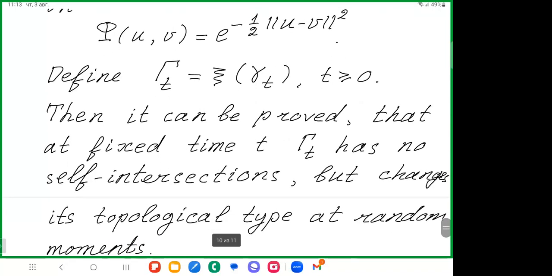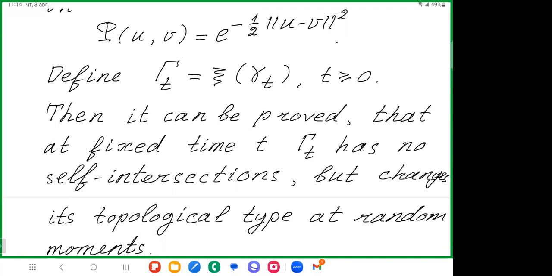The situation is exactly like the situation with one-dimensional Brownian motion. If you remember the basic properties of one-dimensional Brownian motion, you remember that at a fixed moment of time, the probability that it is equal to 0 is equal to 0. But it has a lot of roots at random moments of time. So exactly the same happens here.